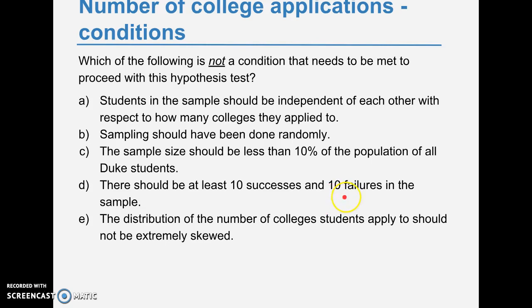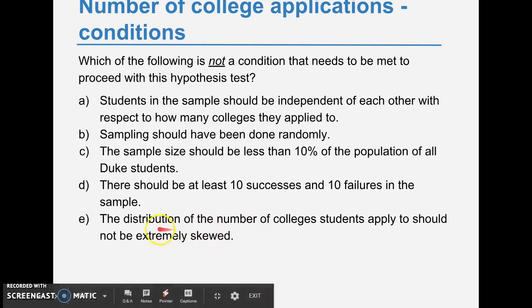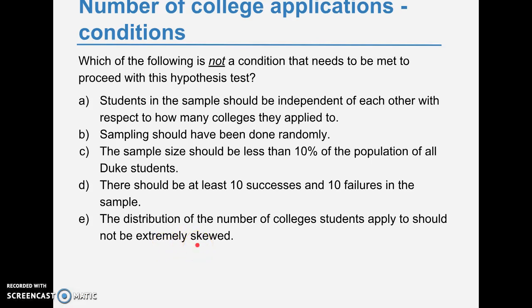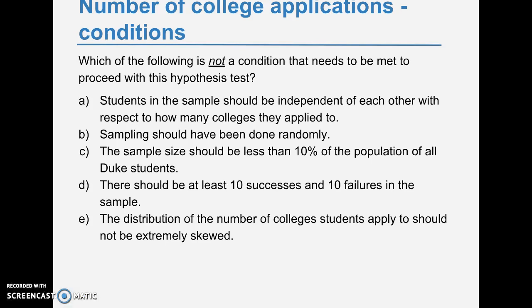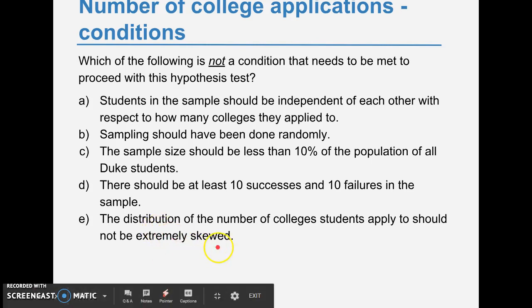We don't have to have 10 successes and 10 failures in the sample in order to conduct a hypothesis test. Yes, we should try to avoid extremely skewed populations, as they are not going to be that reliable. However, the central limit theorem tells us that if we have a sample size that's 30 or higher, even if the population is not normal, we can assume normality. We're going to learn that in the days ahead.